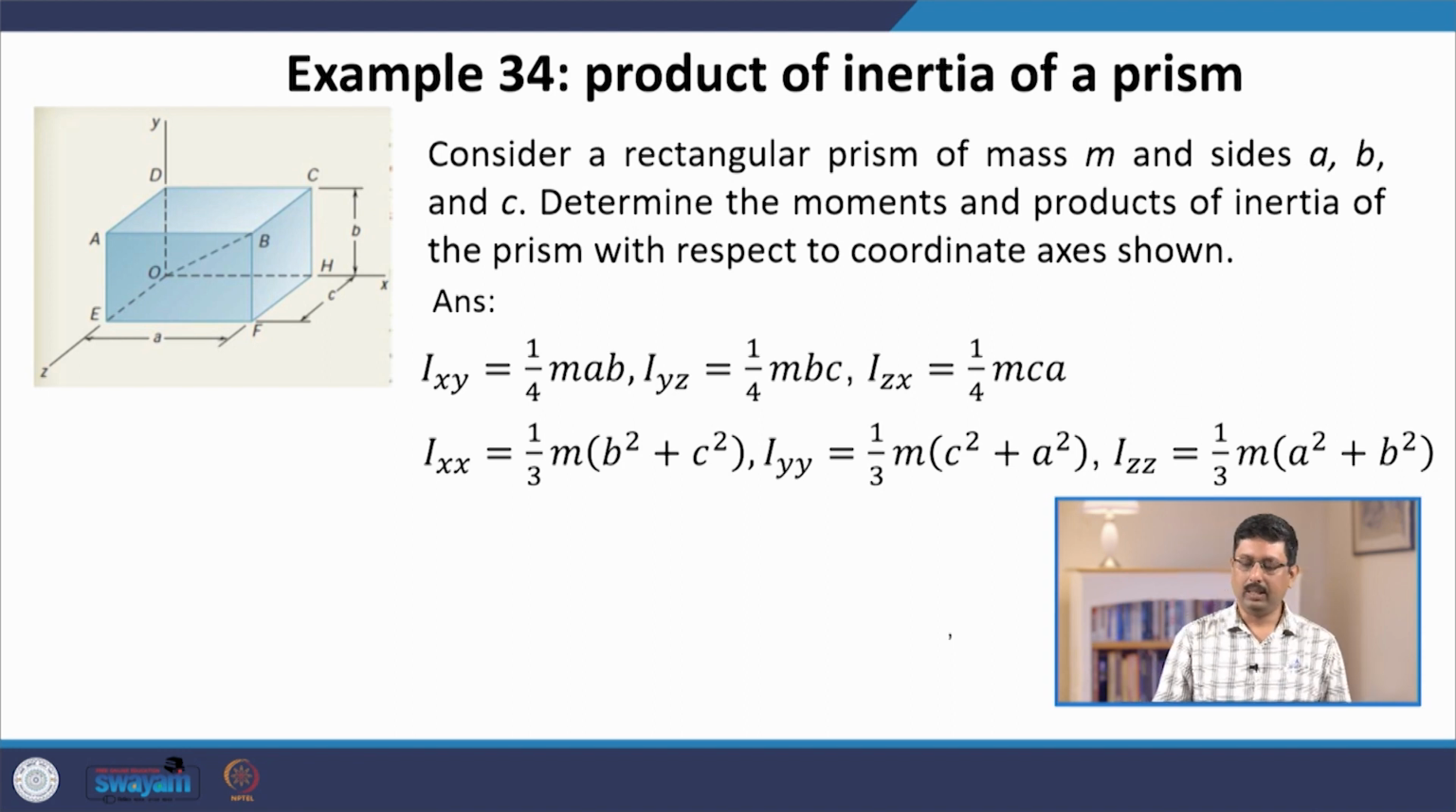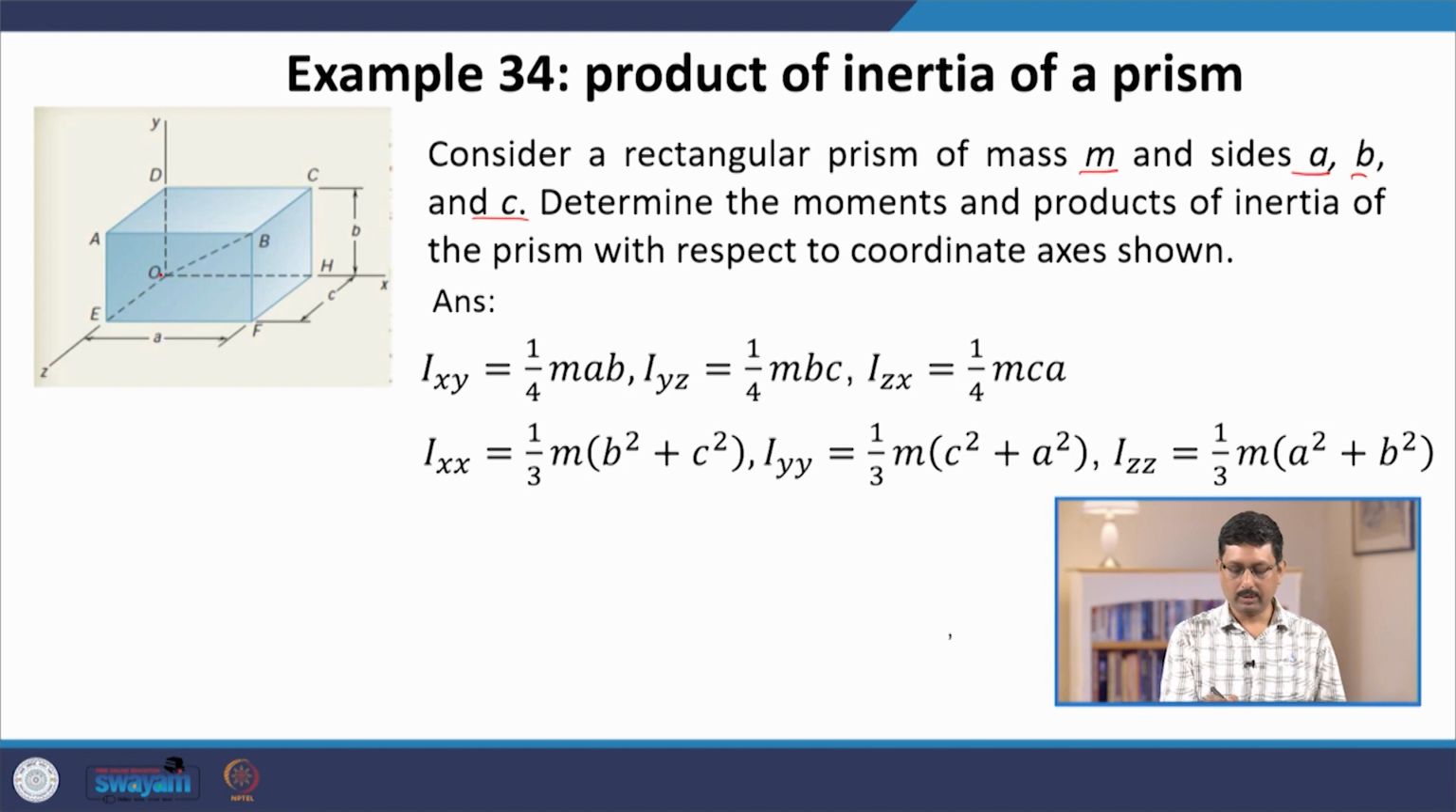So, again we take a rectangular prism. The prism has mass m and its sides are length a, b and c, and we have taken a coordinate system. One corner of the prism is our origin, and each side of the prism is along the x, y, z coordinate system. Clearly, in this particular choice of coordinate system, the mass distribution is on one side of the coordinate axis. So, this is asymmetric, which means that we expect the product of inertia to be non-zero by definition.